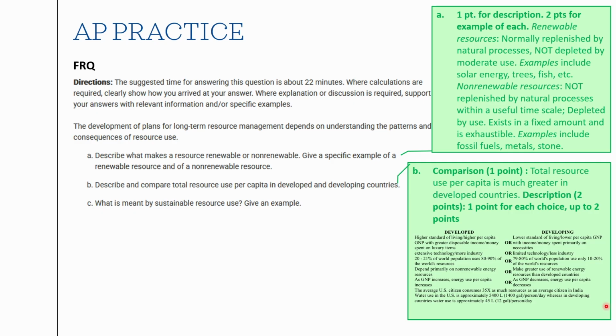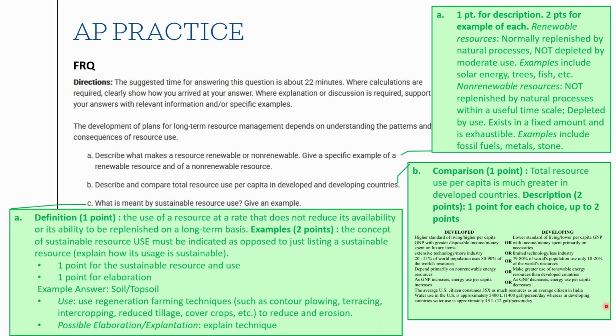Now C, what is meant by sustainable resource use? Give an example. Well, 1 point for the definition. The use of a resource at a rate that does not reduce its availability or its ability to be replenished on a long-term basis, right? So something along those lines. You could have also said what you wrote down for notes here as well.